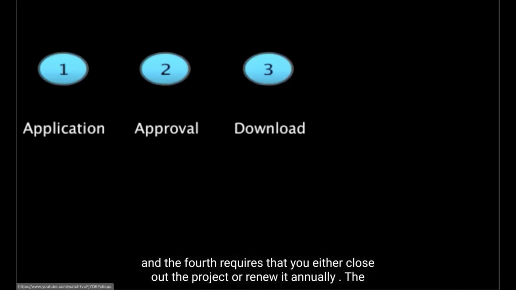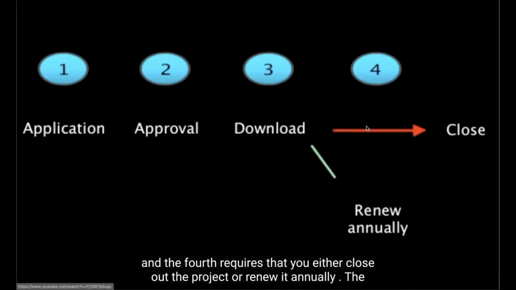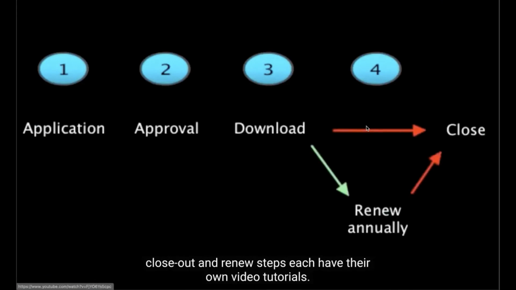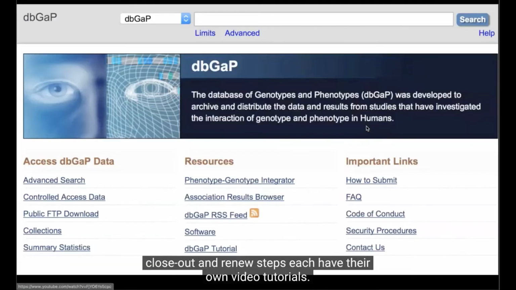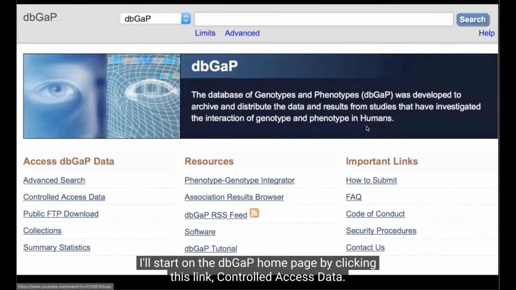And the fourth requires that you either close out the project or renew it annually. The closeout and renew steps each have their own video tutorials. I'll start on the dbGaP homepage by clicking this link, Controlled Access Data.